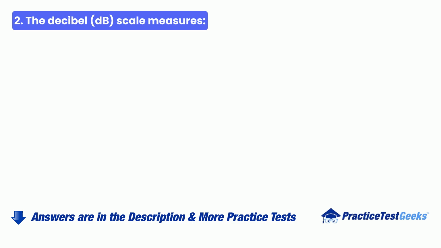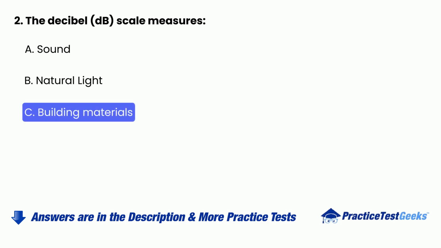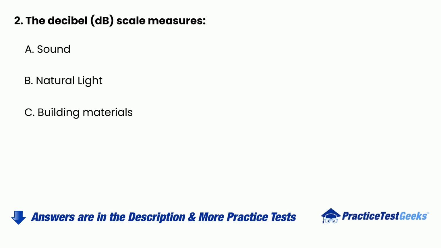Two. The decibel, dB scale measures. A. Sound. B. Natural light. C. Building materials. D. Water weight.